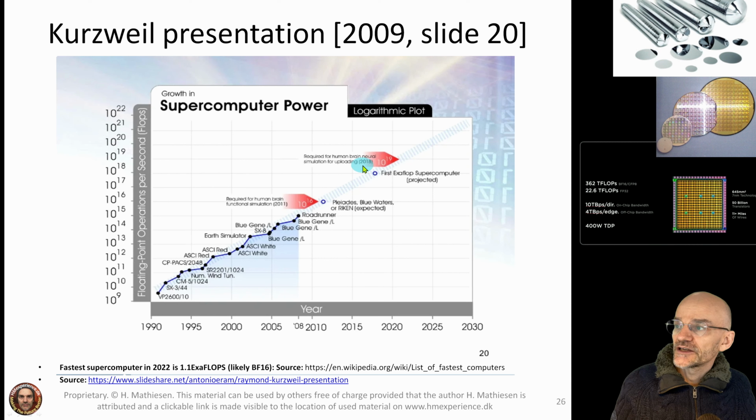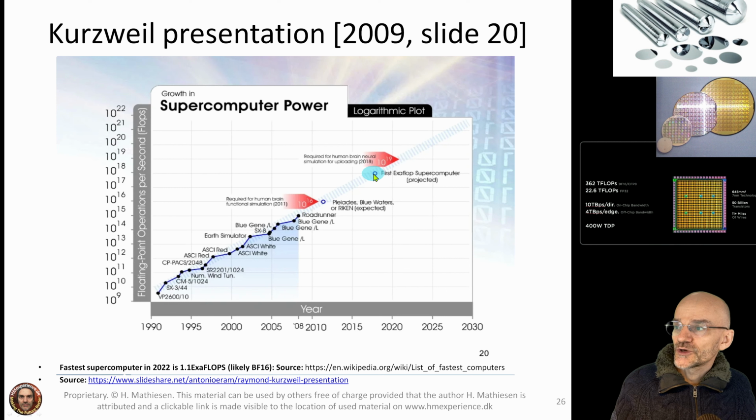Now, the estimate I have used by Ray Kurzweil is the computational speed required for human brain neural simulation for uploading. So you could basically simulate completely in every detail a human brain and its functioning. That's the speed I've used. That's 10 to the 19, that are those 10 exaflops. That is 10 to the 19 floating point operations per second.